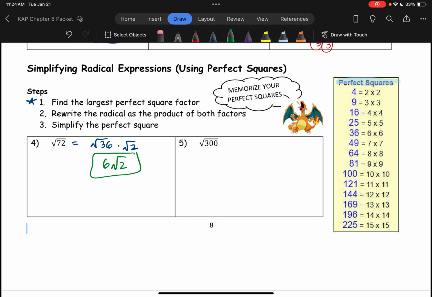So if I look at the next one here, it should hopefully be a little bit more obvious. I can break up the 300 into a product of perfect squares. I understand that, well, 100 times 3 gives me 300. And I know that the square root of 100 is 10. So this simplifies to 10 root 3. And so I like this method a lot better because it just lets you work a lot faster.